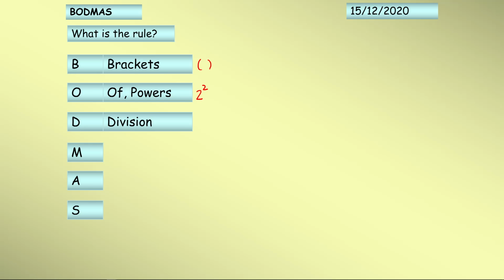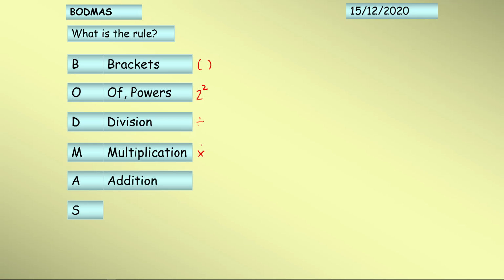Division, multiplication, addition, and subtraction.